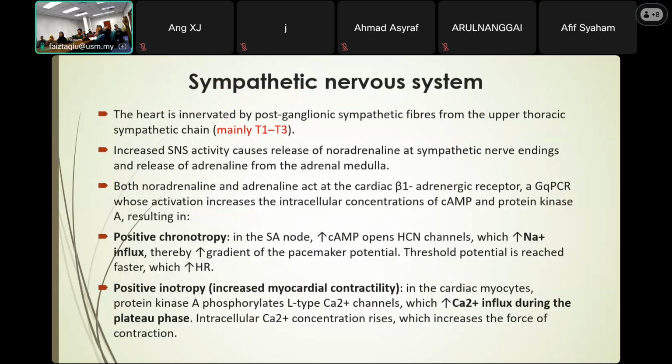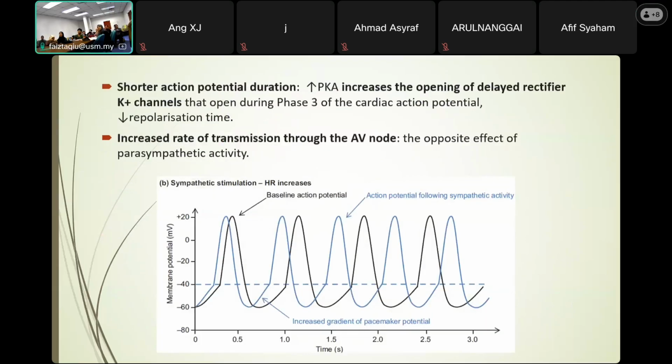So positive inotropy, increase in myocardial contractility. Why? Because there's increase in calcium influx during the plateau phase. Shorter action potential duration, increase in pKa, opens the delayed rectifier potassium channels, and increase in rate of transmission. So all of those words are drawn in your graph. So increase in gradient, faster heart rate, increase in myocardial contractility.